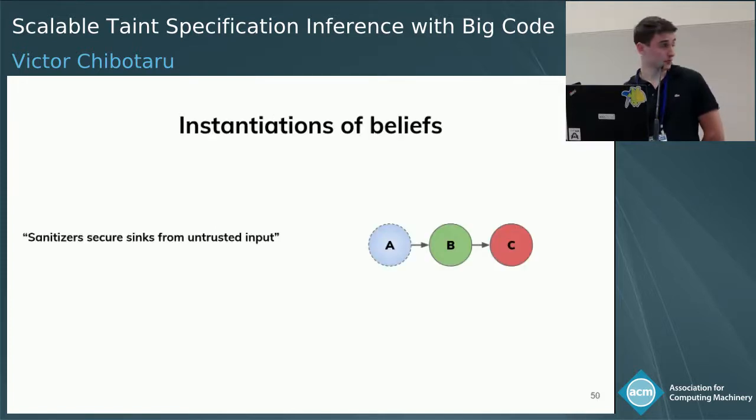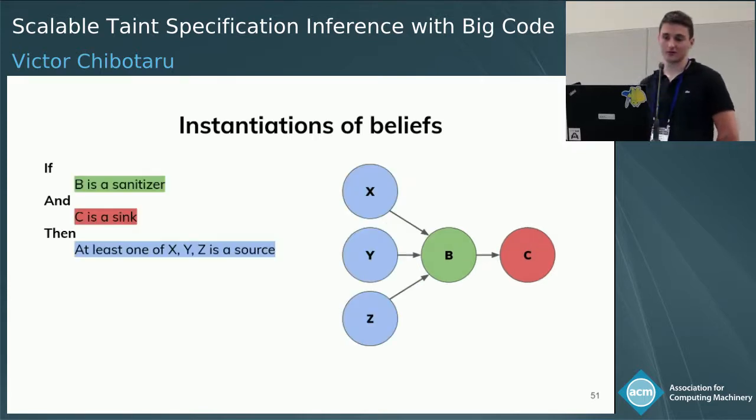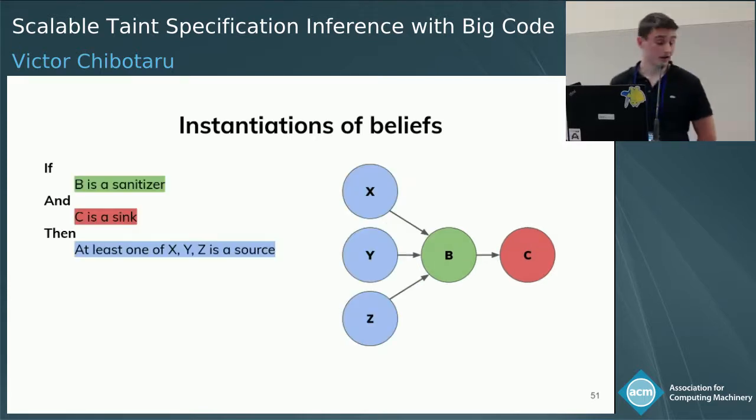And yeah, let's see how to instantiate, for example, the first belief. So just to recap, the belief says that if there is a sanitizer falling into a sink, there should also be a source falling into the sanitizer. So if we rephrase it a bit, it might sound like this. If B is a sanitizer and C is a sink, then at least one of the candidate sources X, Y, Z falling into the sanitizer has to be true.